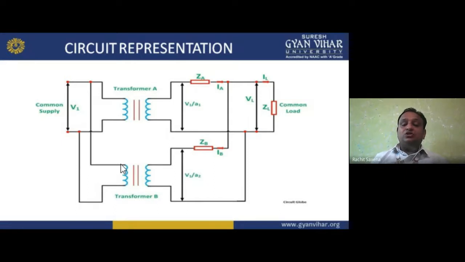If I am talking about the transformers, we have two, transformer A and transformer B. So in this circuit we can represent that transformer A and transformer B are connected in parallel, means primaries are connected in parallel, and similarly secondaries are connected in parallel. So these are the secondaries. ZA is the impedance of transformer A, and ZB is the impedance of transformer B, giving the IA and IB currents. V1 upon A1, V1 upon A2, we have the voltage, VL is the load voltage, and ZL is the common load impedance. So we are making it a parallel connection. Okay, I hope you understand.